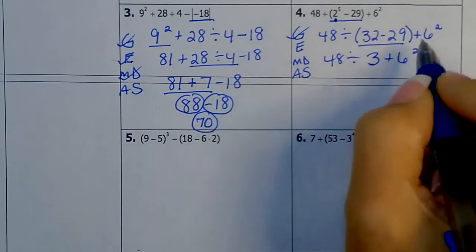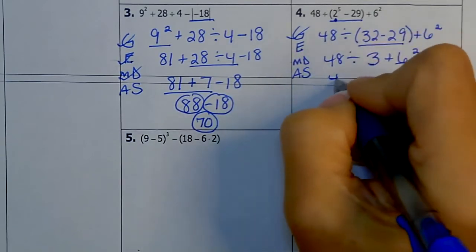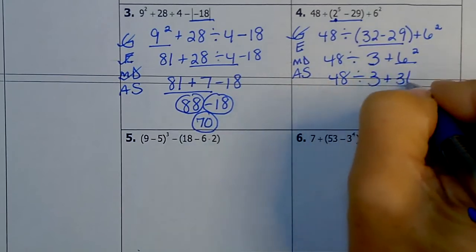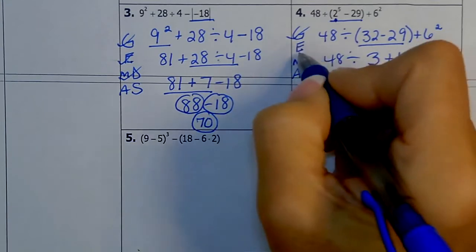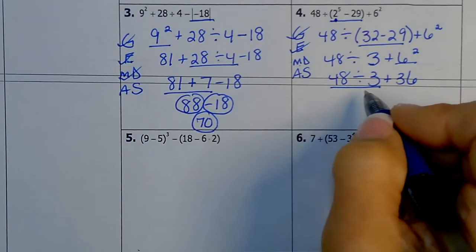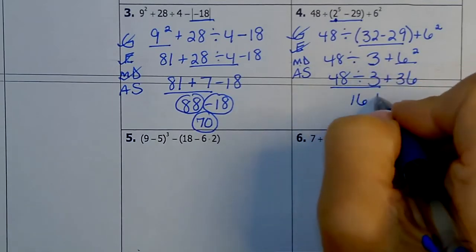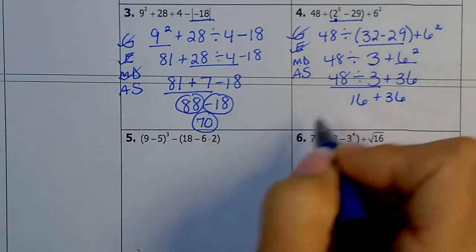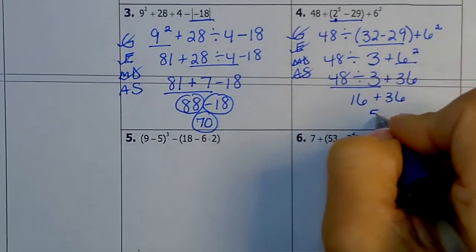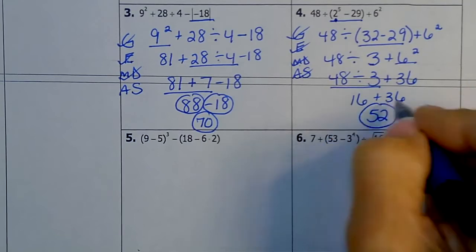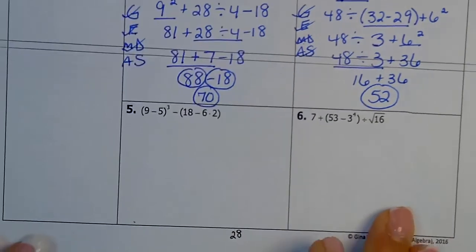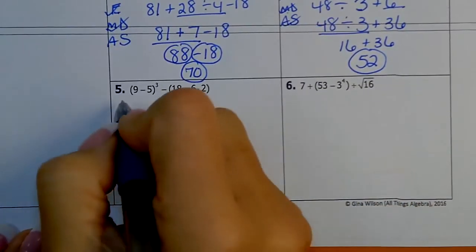Now we need to take care of this exponent. 6 times 6 is 36. Okay, multiply or divide. 48 divided by 3 is 16. And our last step is to add or subtract, which gives us a sum of 52. All right, number 5.